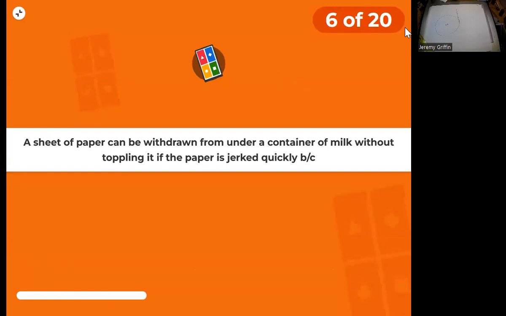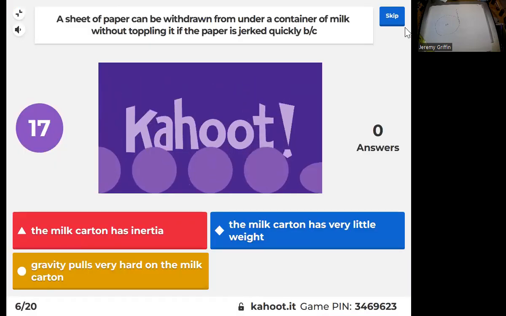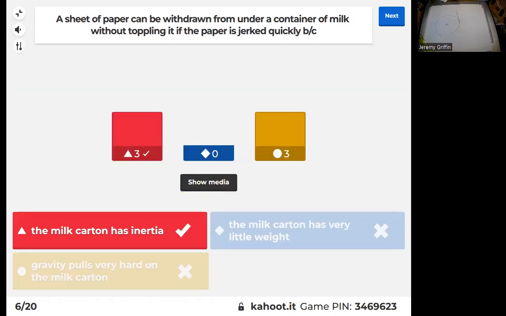A sheet of paper can be withdrawn from under a container of milk without toppling it if the paper is jerked quickly. Because why? Yeah, the milk carton has inertia. Right? So mass could be a measure of inertia. If something has 3 times the mass, it has 3 times the inertia. If it's floating out in space, then the amount of mass represents the amount of inertia.